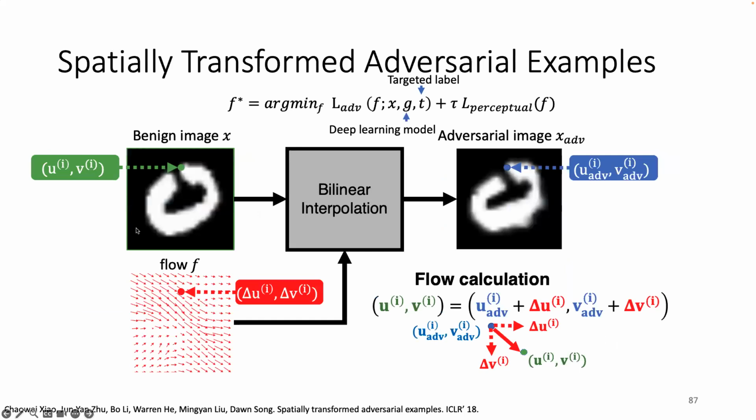So now we know what we want to optimize is this flow. We want to optimize the pixel displacement, so we need to have an adversarial loss and a perception loss. We hope to optimize the pixel displacement of these flow vectors to make the newly generated output mislead the machine learning model. At the same time, we want to constrain the pixel displacement, so that it still looks correct to humans. That is the high-level idea of spatially transformed adversarial examples.